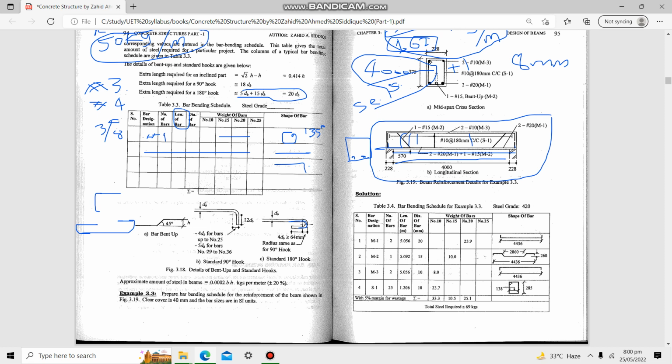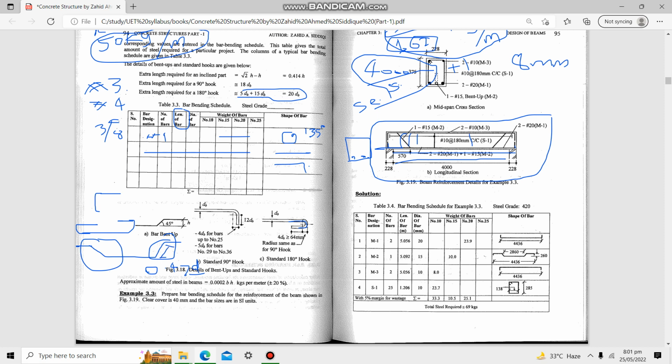There is also another thing in the bar bending schedule of a beam: the crank. We basically provide crank length where there is a negative moment, and it is mostly 0.42 d, where d is the diameter of the bar, this length.